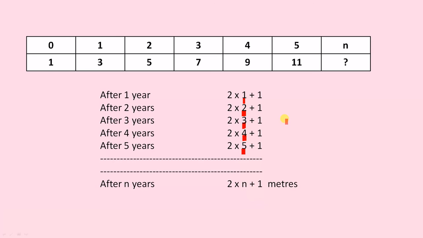But it did require a little bit of thinking. So for example, if n was 20, you would be asking, how high is the tree after 20 years if it kept growing at the same rate? 2 times 20 is 40, plus 1 is 41 metres. So there is the general rule for working out the height after any number of years.